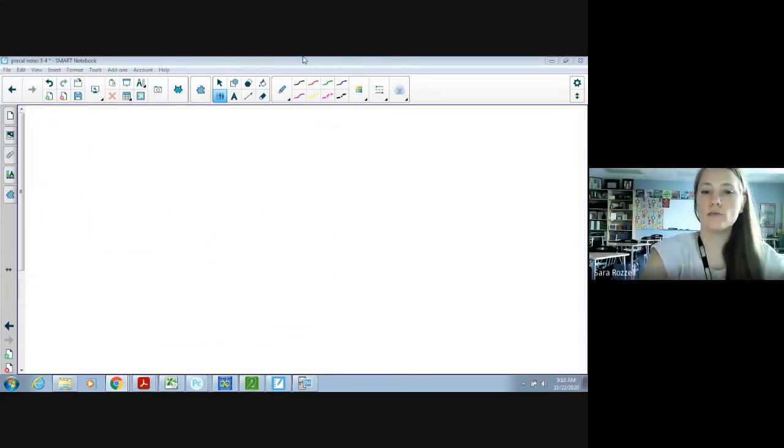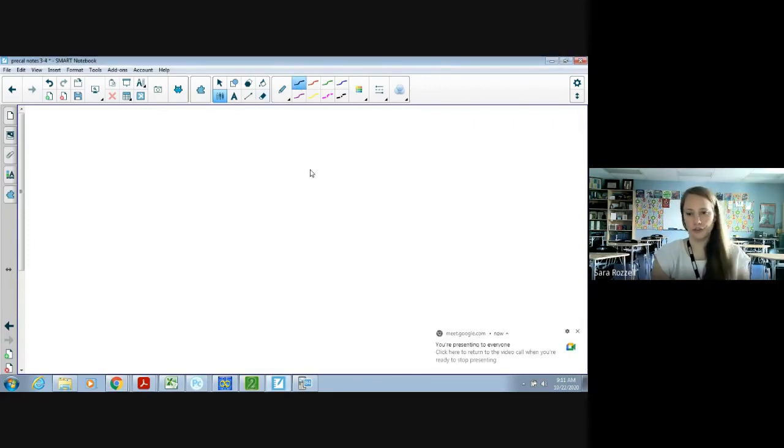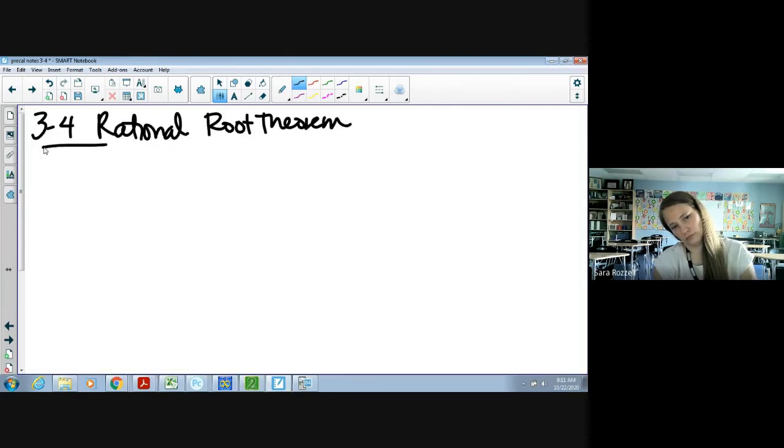Okay, so today we are doing 3-4, and 3-4 is about the rational root theorem, and also us starting to find roots when we can't factor them and we don't have any other clues of what they could be. So rational root theorem, and also finding some rational roots and real roots.